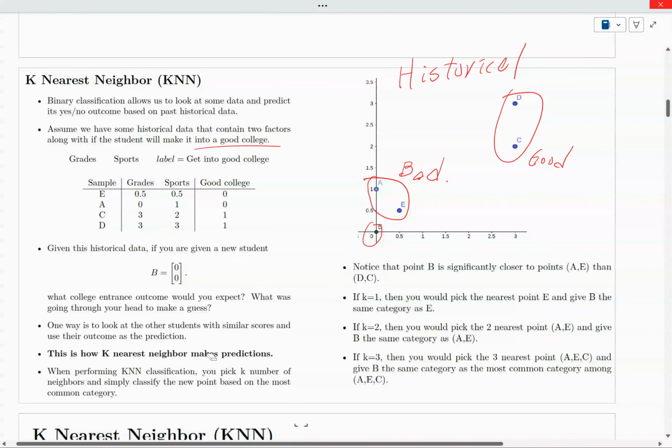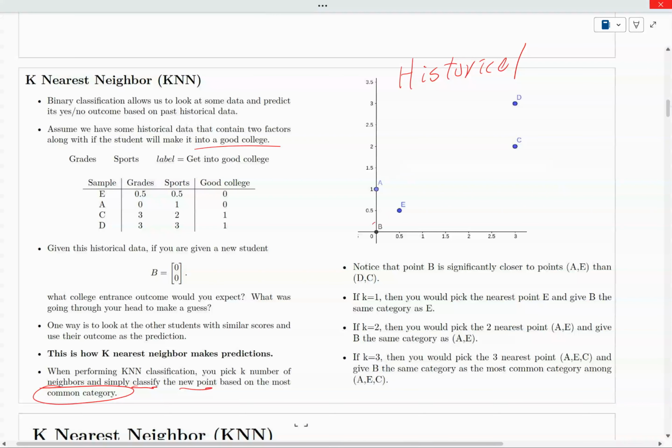We perform K nearest neighbor by picking K neighbors, the closest K nearest neighbors, and then simply classify the new point based on the common category. Notice that B is significantly closer to E. So if K is 1, then you will say this is my nearest neighbor, and whatever category E belongs to is what I'm going to assign B. If K is equal to 2, then you pick the first nearest neighbor and the second nearest neighbor, and then give B the same category. So both of them did not make it into a good college.